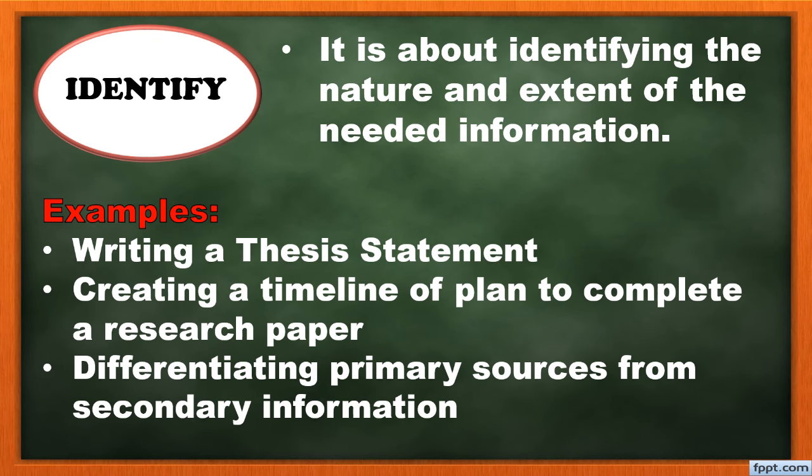Next is creating a timeline or plan to complete a research paper. So aside from writing a thesis statement, it is also included in the identify stage, the creation of a timeline or plan to complete a research paper, because from there you will write down the step-by-step process, and then from there you will know what kind of information you need per chapter of your research paper. Next is differentiating primary sources from secondary information. So here, you will now identify what primary sources you will use and what are the secondary sources that you will use, because you have already set the kind of study that you would want to pursue.